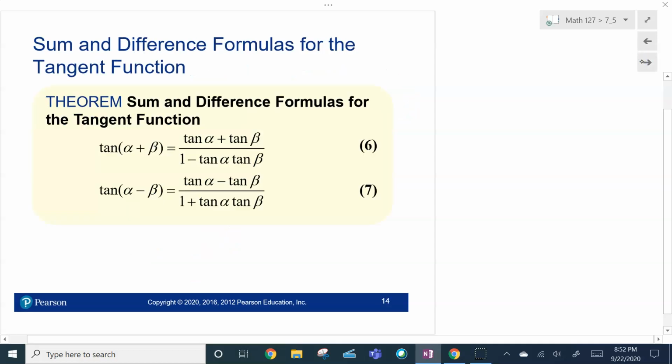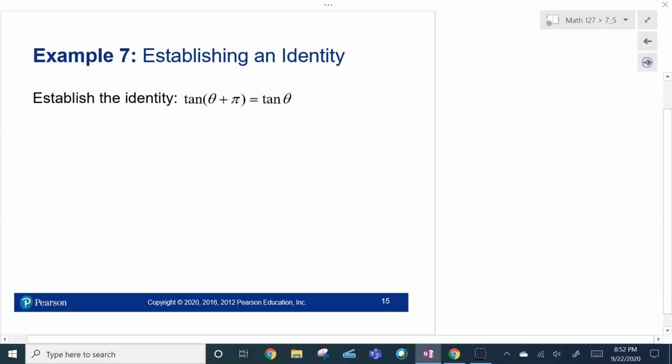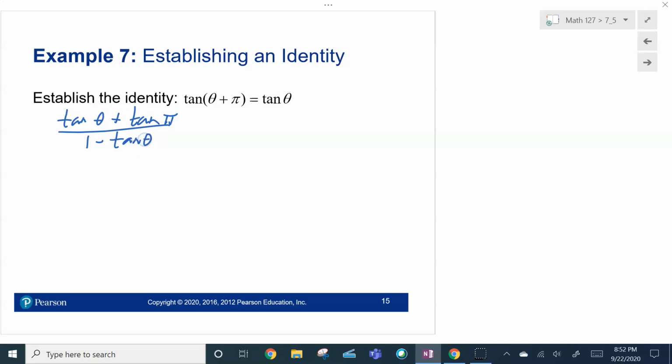Not too bad. Here are some sum and difference formulas for the tangent function, and we'll establish an identity with that as well. So we'll have tangent of theta plus pi, so tangent theta, tangent alpha plus tangent beta over 1 minus tangent alpha tangent beta. And we're going to show that that's equal to tangent theta.